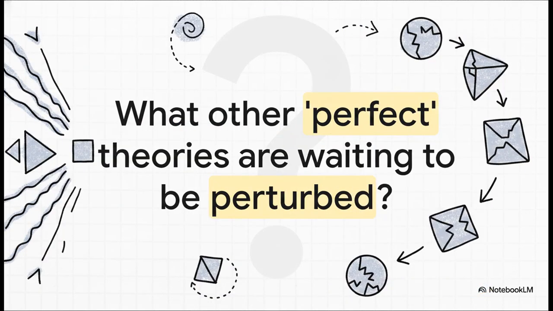So in the end, Zamolodchikov's paper didn't just solve a problem. It launched an entire field, integrable field theory. It taught us that sometimes the most profound physics isn't in perfect symmetry itself, but in the rich, elegant structures that survive its breaking. And it leaves us with this really inspiring question that people are still chasing down today. What other perfect theories are out there, just waiting for the right kind of push to reveal all their hidden secrets?